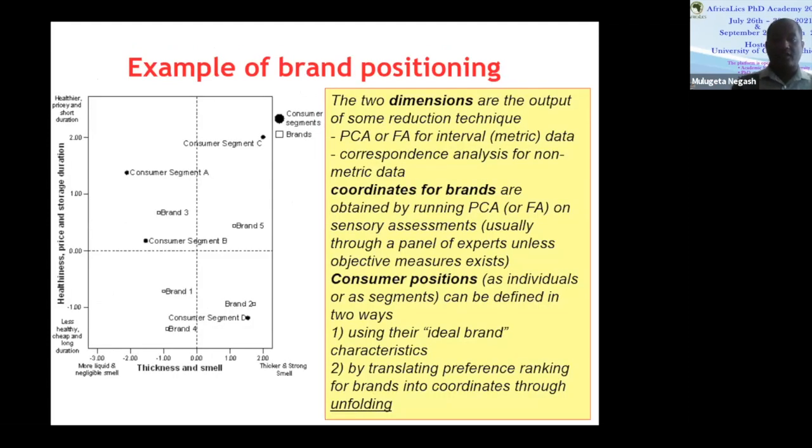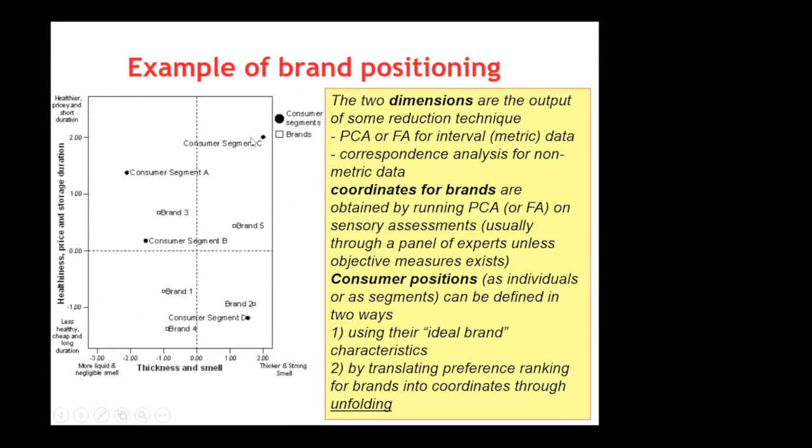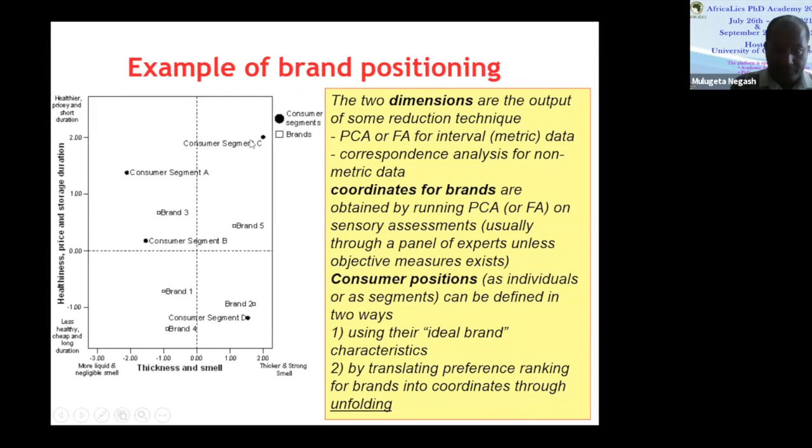customer needs and wants. For example, here you might see that we have a different, can you see this one? Are you there? Yes, we can see it. Yes, this is consumer segment C. This one is one brand, and this one is consumer segment A. This is brand C. This is brand 5. This is segment B. This is brand 1, and this one is brand 2. This one is consumer segment D, and this one is brand 4.